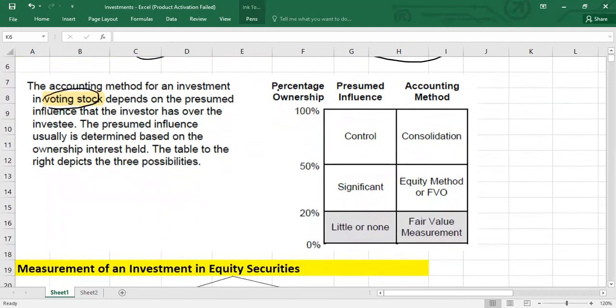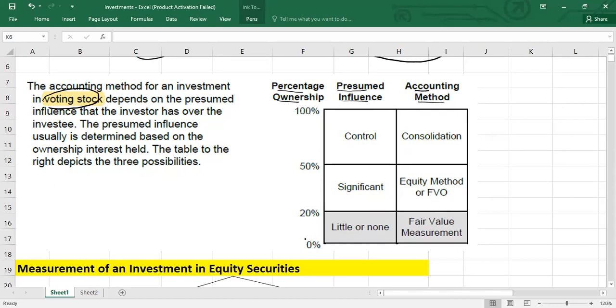Here we have a percentage of ownership, which means how much percentage of voting rights you have. Here we have the presumed influence column. Presumed influence means whether we have influence over the investee or not. And third, we have the accounting method, which method we will use for accounting.